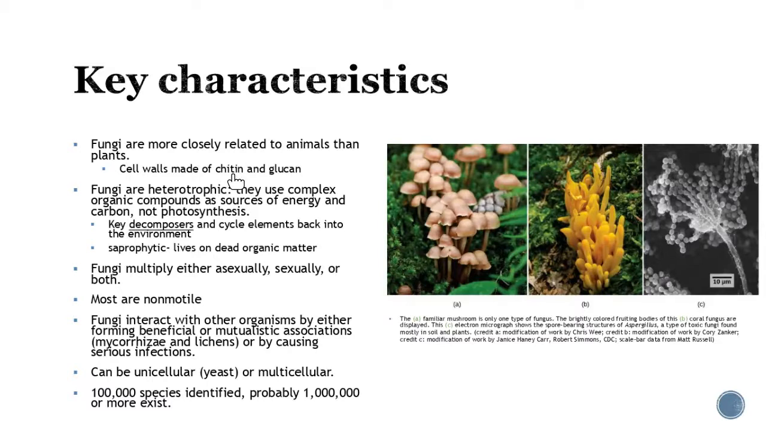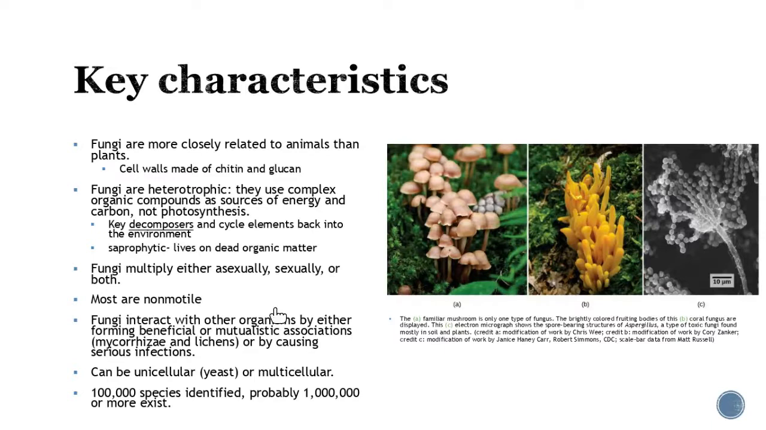Now, they are heterotrophic because they use complex compounds as sources of energy. They don't go through the process of photosynthesis. They are decomposers, and they play a key role in the environment because we have to break things down into smaller elements and cycle them back into the environment. Some of them do live off dead organic matter. So these guys are super, super important.